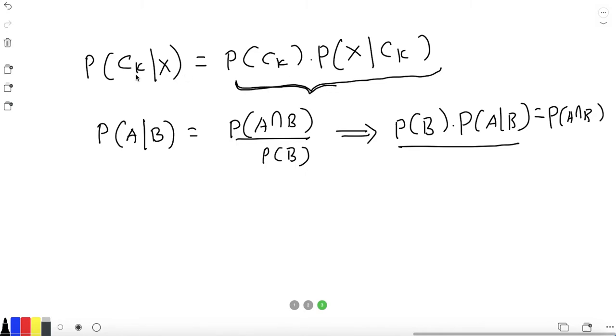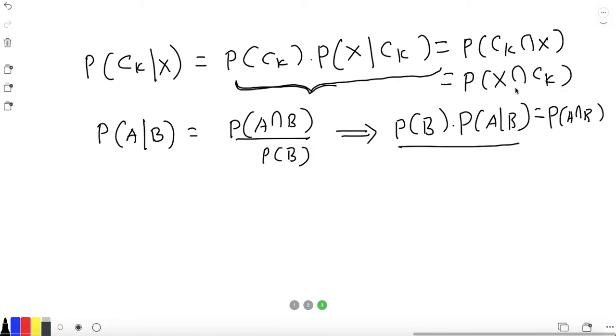In place of A we have ck, in place of B we have x here. But if I look at this formula, I can write this as probability of ck intersection x, or I can write it as probability of x intersection ck, because this intersection operator is commutative. So I can write either x first or ck first, it does not matter. Ultimately my probability of ck given x is converted to probability of x intersection ck.